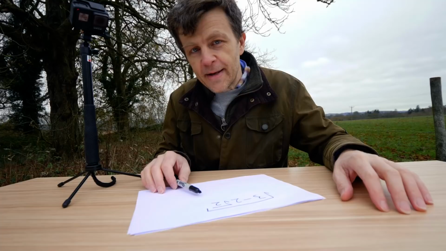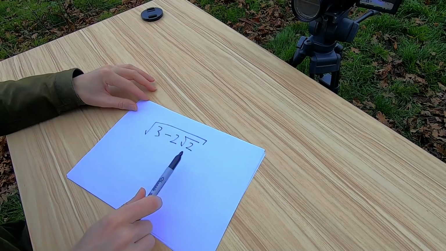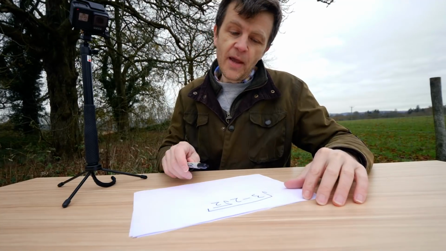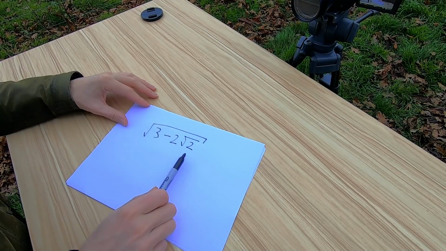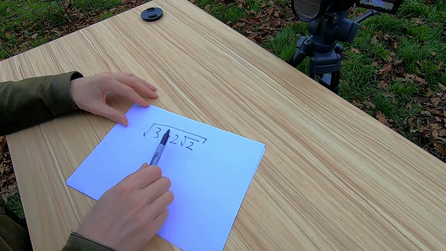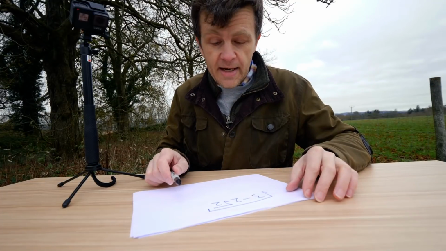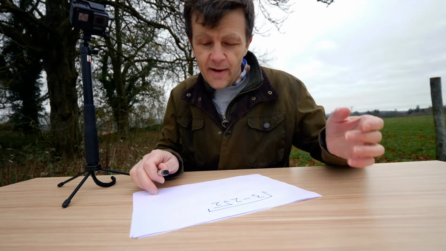It's the Friday brain teaser. Actually, it's more of the Friday, let's solve a problem. So we have this expression, the square root of 3 minus 2 root 2. Is there any way we can simplify this?